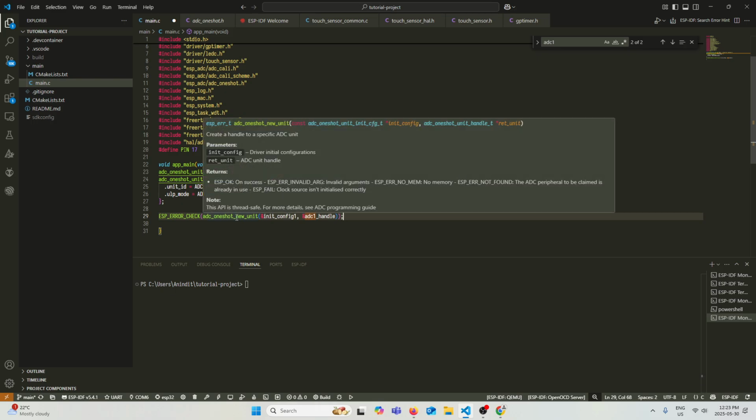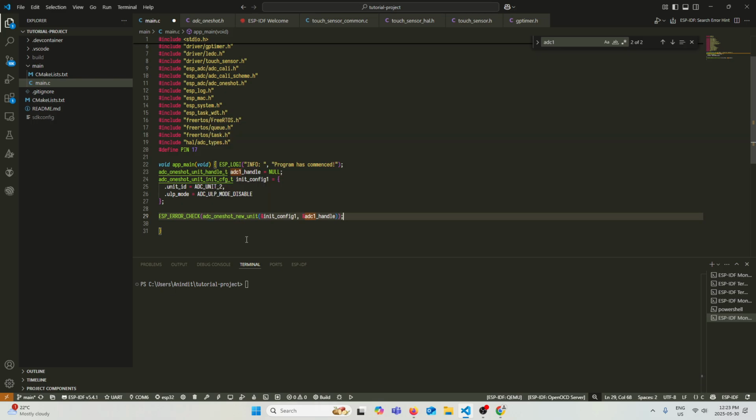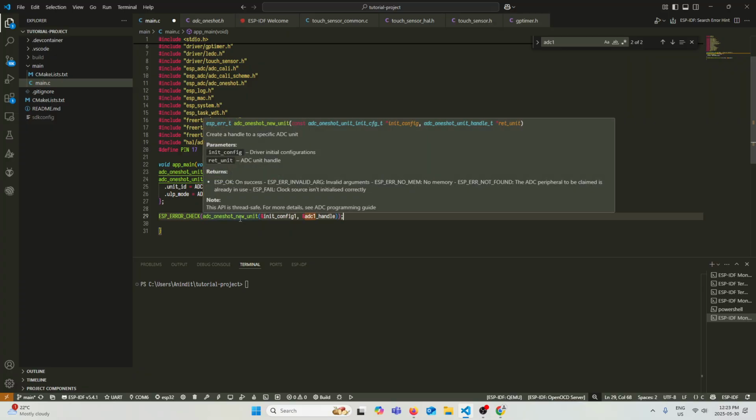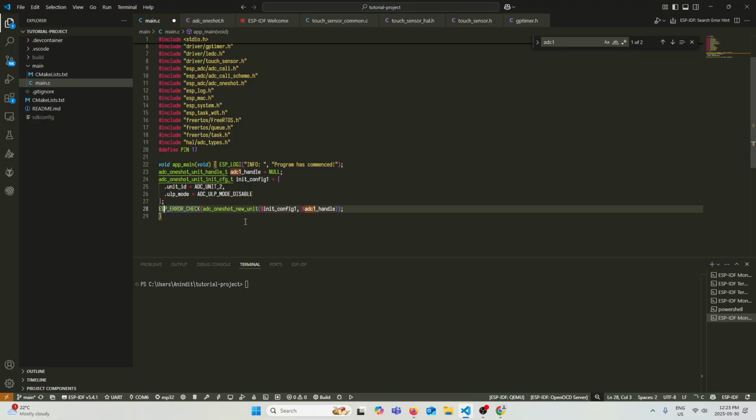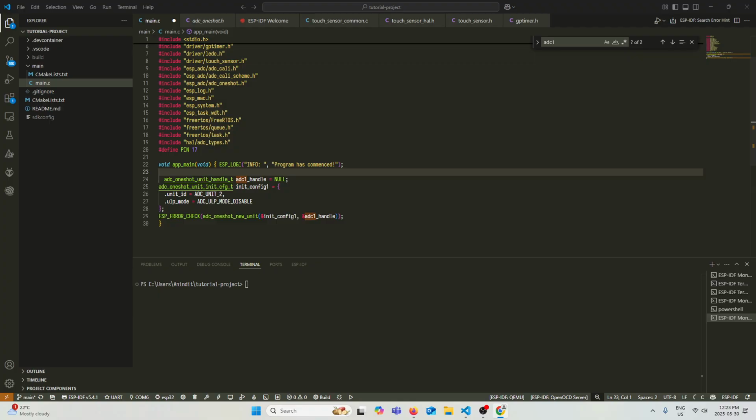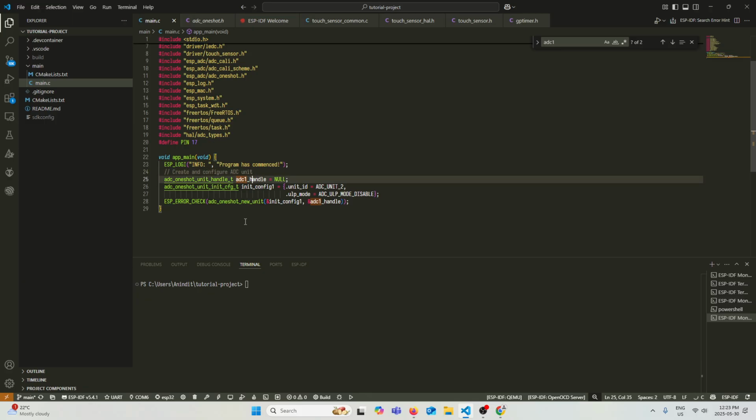Putting the address of the... okay. That's so we configure the init. Good. Default.